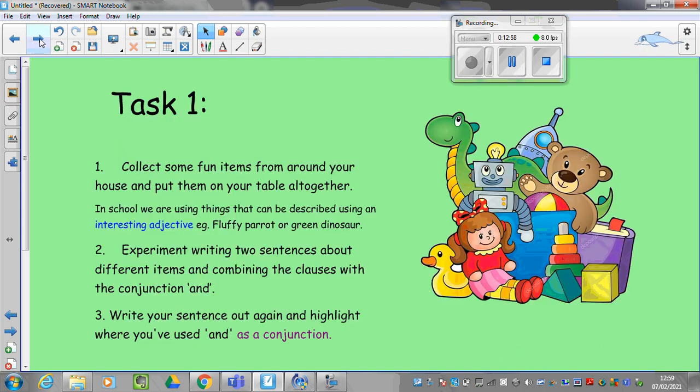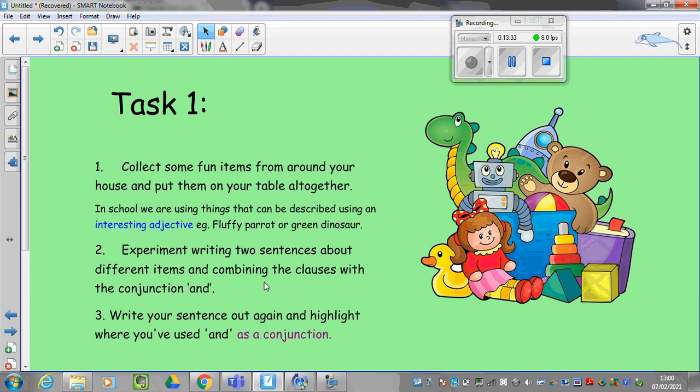Okay, so your task today then. What I want you to do first of all is go and collect some fun items from around your house and put them all on your table together, okay? So I've got a big pile of toys here. In school, we're using things that are really exciting and can be described using exciting and interesting adjectives. Like fluffy parrot, we know the name of that, it's Percy, or a green dinosaur, okay? So interesting things, because if you want to extend your child, you can challenge them by using an adjective to describe the item, okay?